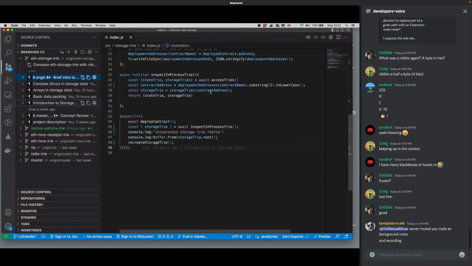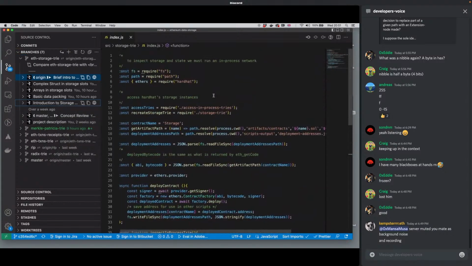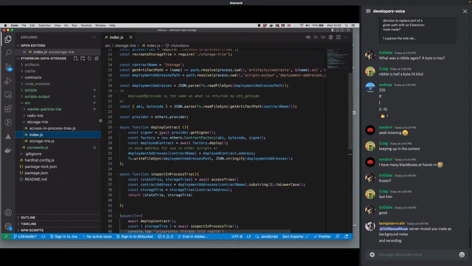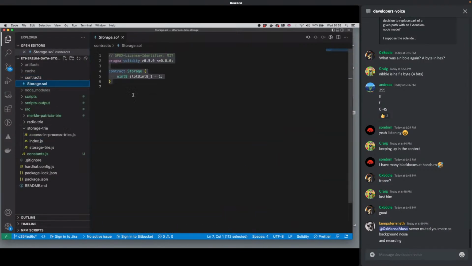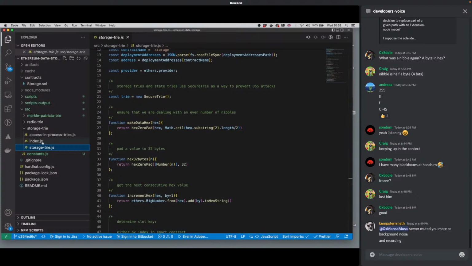Okay, introduction to storage. I've created an extremely minimal contract. It has one state variable, one storage variable in it. It's a uint8 of value 1. Once you deploy a contract, the state variable finds its way into the storage trie, represented by that storage root.